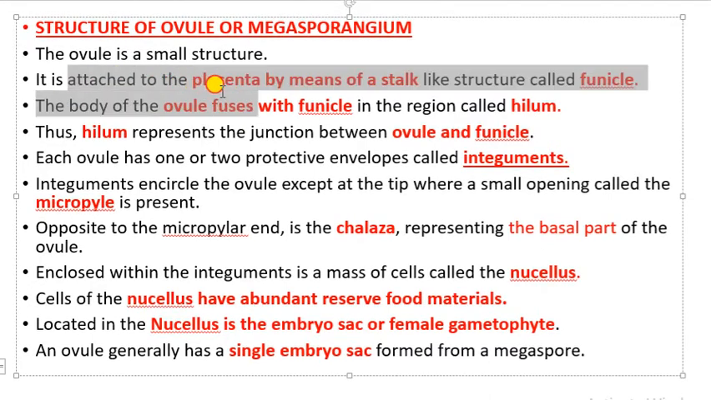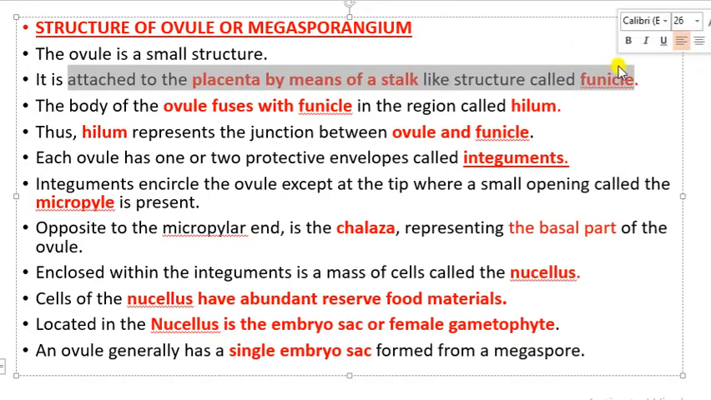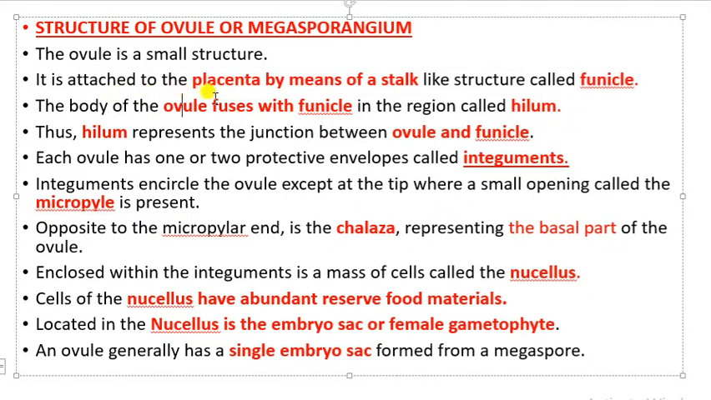It is attached to the placenta by a stalk-like structure which is known as the funicle. So the placenta is attached to the ovule by the funicle. The body of the ovule fuses with the funicle in a region which is known as the hilum. So the hilum is basically a junction between the ovule and the funicle.